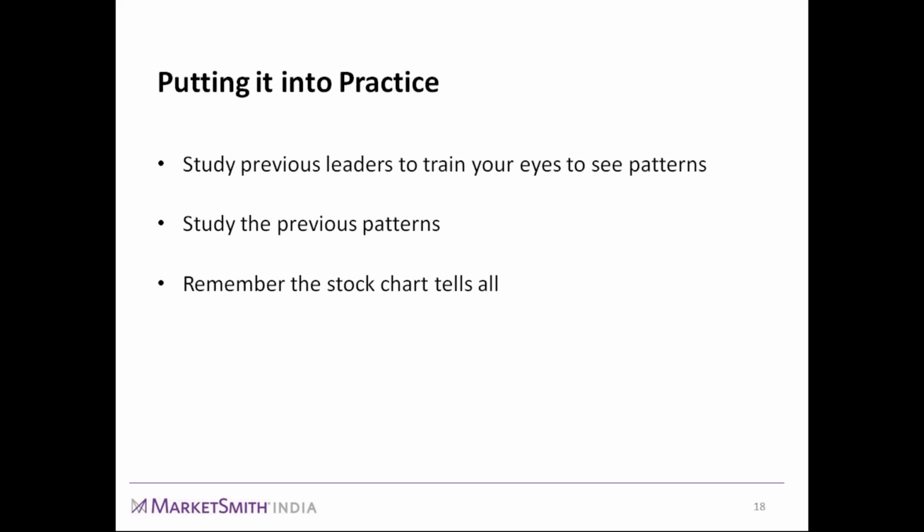So you can go to your MarketSmith app. In the MarketSmith India app, you can see the pattern recognition feature. Basically, it's shown in these green lines. So you can see these patterns like flat base, consolidation, cup with handle or cup without handle as well. As you start seeing more and more of these patterns, in the future your eyes will get trained to see these patterns as they are being formed.